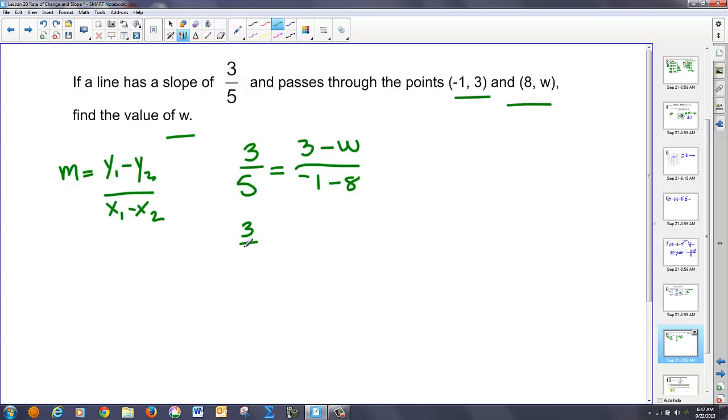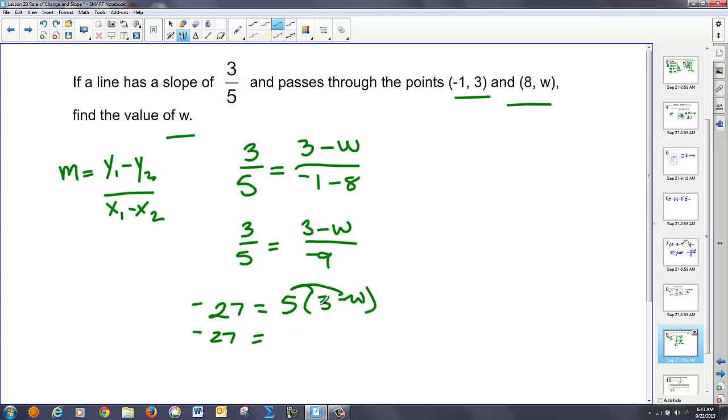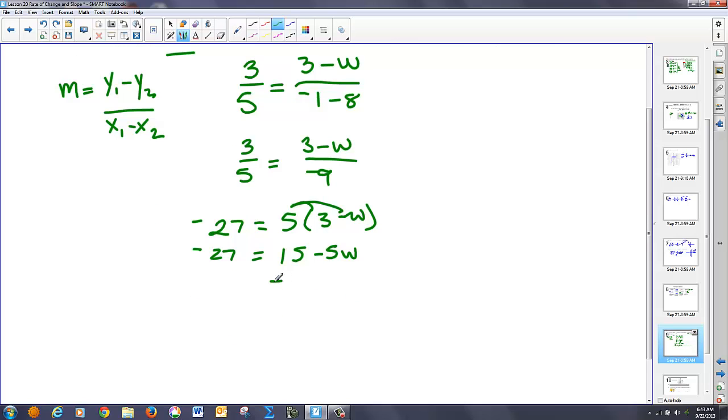I can simplify this, and I get 3 over 5 equals 3 minus w over -9. This is a proportion. Do a cross product. -27 equals 5 times 3 minus w. So -27 is equal to, distribute, 15 minus 5w. Subtract 15 from both sides. This leaves me with -5w is equal to -42. So I divide both sides by -5. And I get a value of w equaling 42/5.